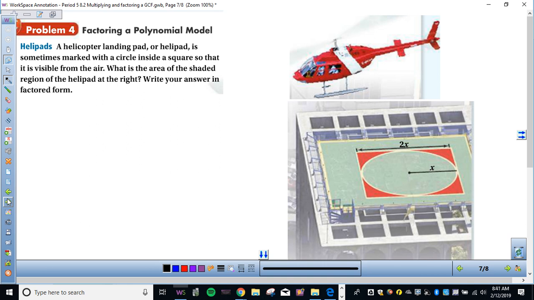Draw just a square in the circle, okay? If you want to draw the helicopter, more power to you. My artistic talents do not allow for that. How do you get the area of a square?